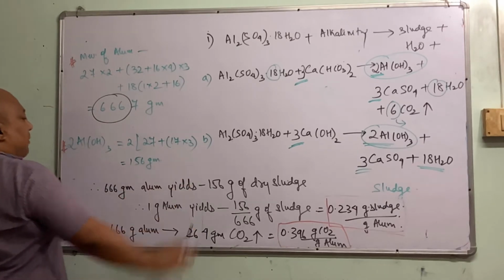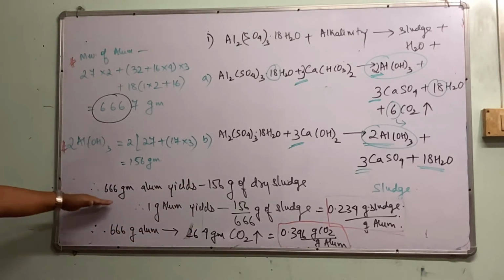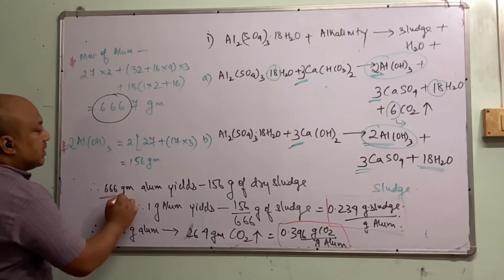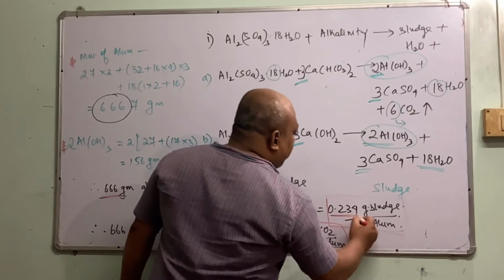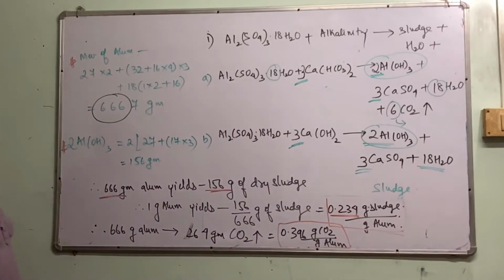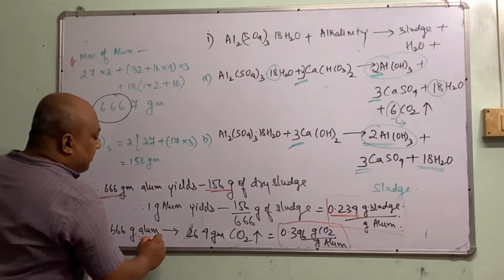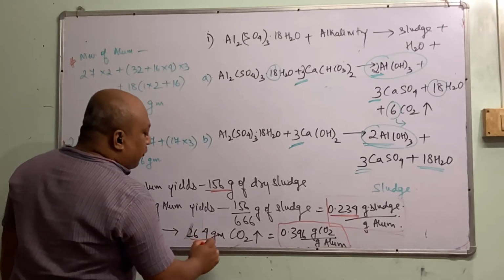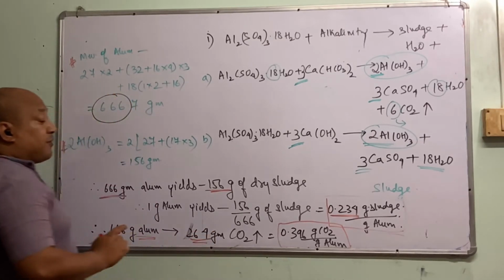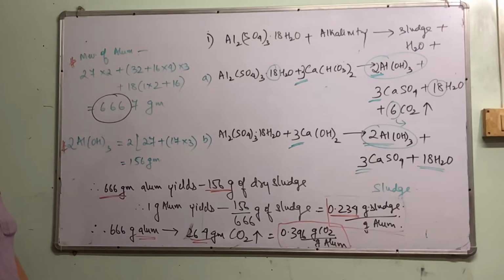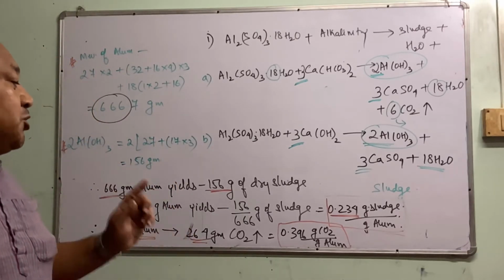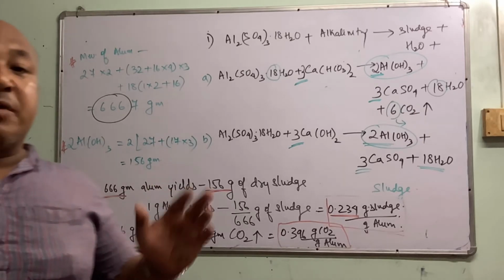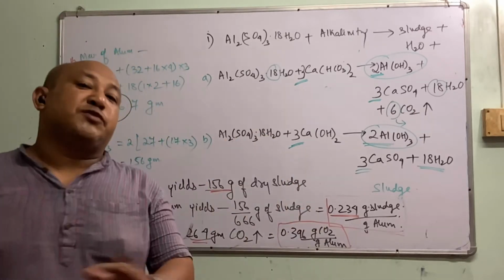By using this, the molecular weight of alum is 666 gram, whereas the molecular weight of sludge is 156 gram. Therefore, 666 gram of alum yields 156 gram of dry sludge, that is 0.234 ratio. And 666 gram of alum produces 264 grams of carbon dioxide released in the atmosphere. That is, every gram of alum you use will give out 0.396 gram of carbon dioxide released in the atmosphere.